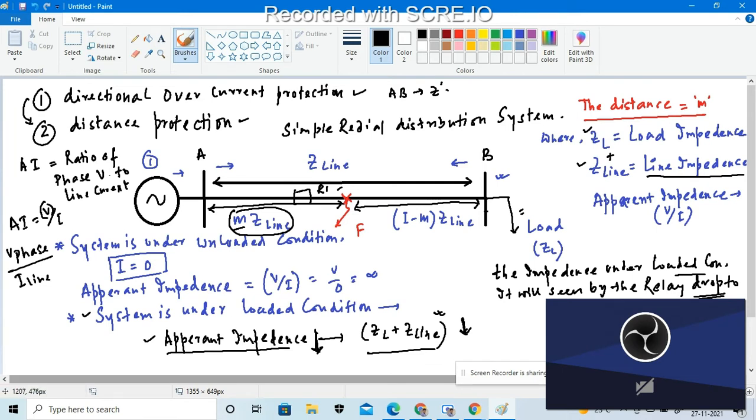You studied this in power systems, didn't you? The positive sequence component, negative sequence component, zero sequence component? Yes, sir. Yes.